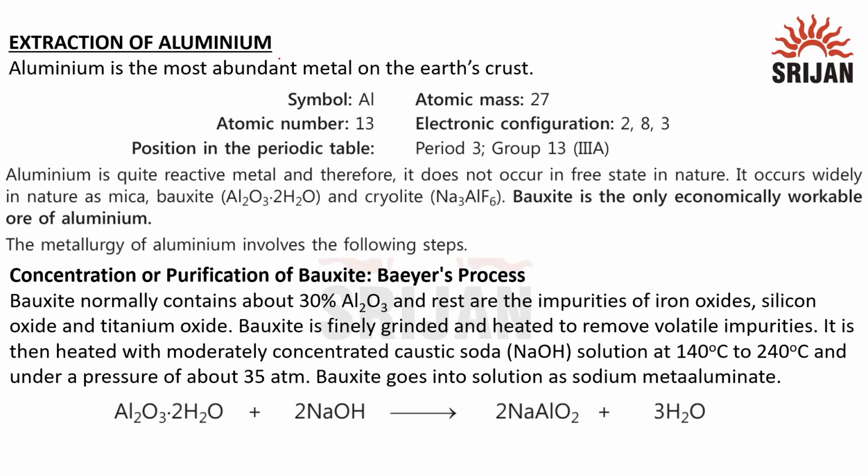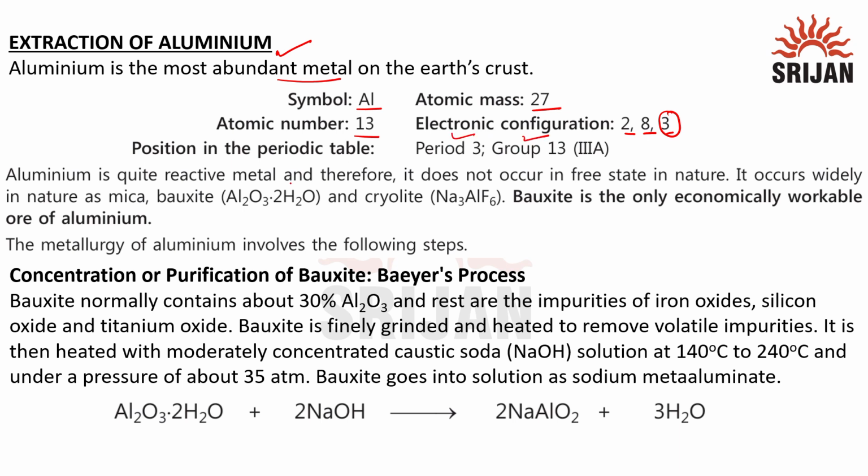In this video we will learn about the extraction of aluminium. Aluminium is the most abundant metal in the earth's crust. Its symbol is Al. Atomic mass is 27, atomic number is 13 and electronic configuration is 2, 8, 3. That means it has 3 electrons in the outermost shell and it belongs to third period and group 13.